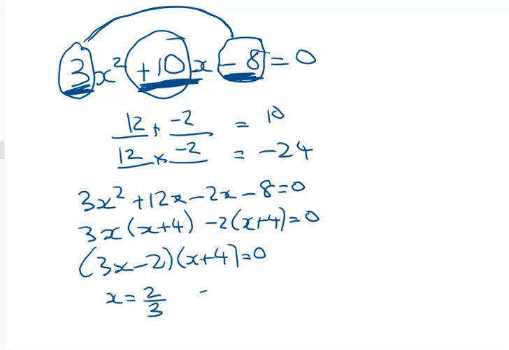We get x equals 2/3 or x equals -4, right? But the hard bit when you start doing grouping is just getting the hang of these steps here, which is how we split up that 10x term.